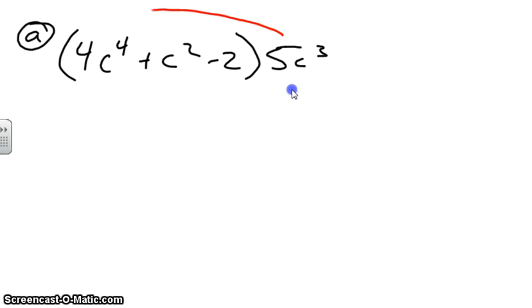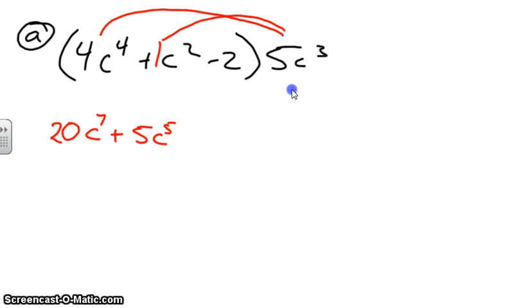We can say 5c cubed times 4c to the fourth. What is 5 times 4? 20. Everyone? 20. And c to the fourth times c to the third? c to the 7th. 7 factors of c. And then we can say 5c cubed times this, which is 1c squared. What is 5 times 1? 5. And c squared times c to the third? c to the 5th. c to the fifth.